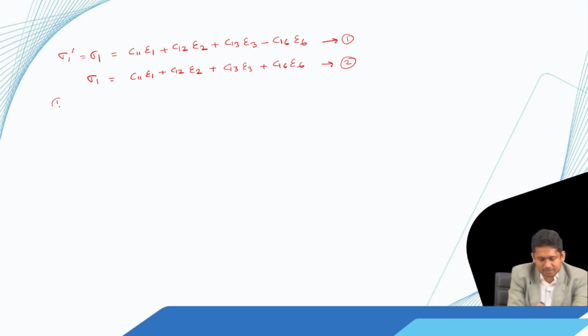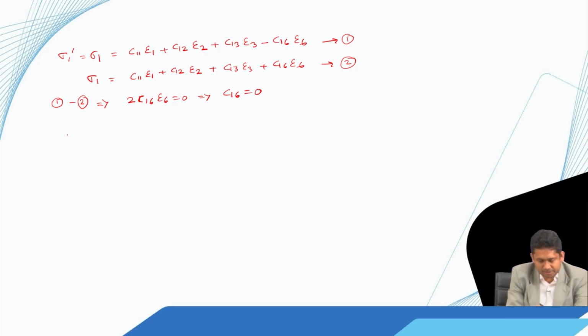So, only the rest of the terms are written. Now, following the same approach, if I just do 1 minus 2, that gives me 2 C16 epsilon 6 is equal to 0, and that says that C16 is equal to 0.